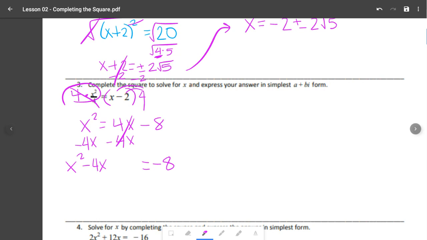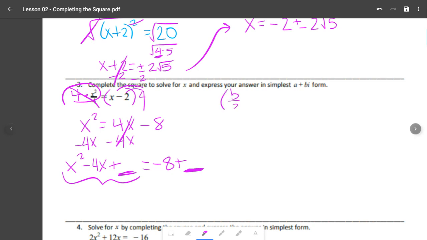Now, you could have moved the negative 8, also made it a positive 8. However, one of the steps says that we have to move the constant to the other side. You do want to get the x's by themselves. So if I leave the negative 8 where it is, it saves me that step because now it's already ready to go to find that constant that I'm going to add. So I can create my perfect square trinomial.